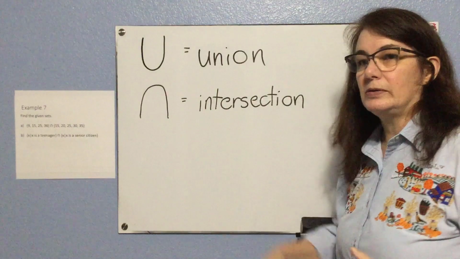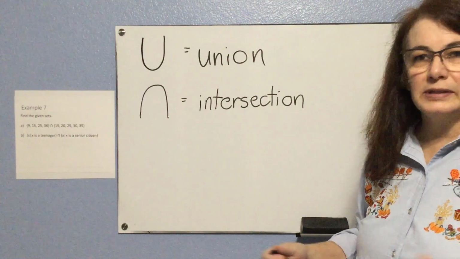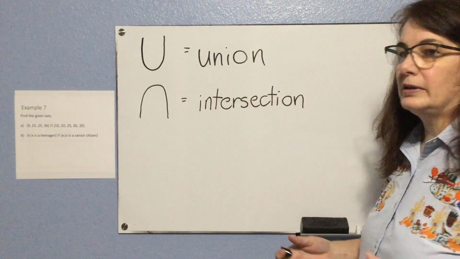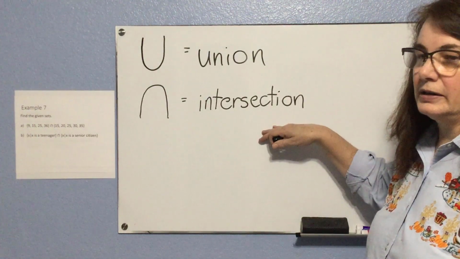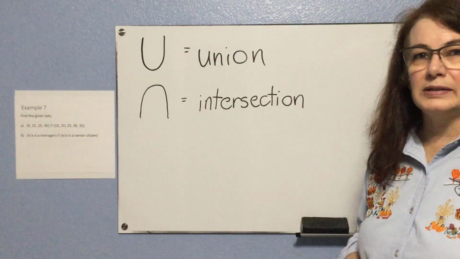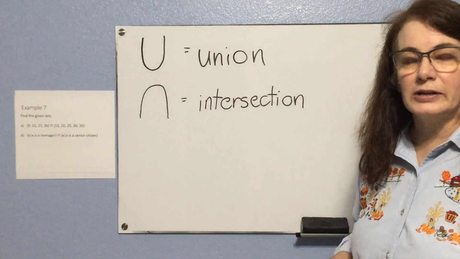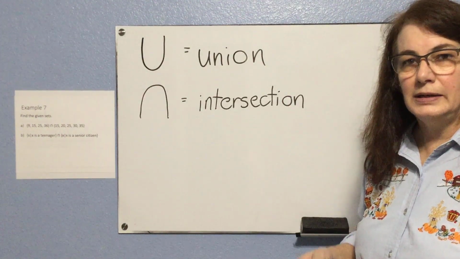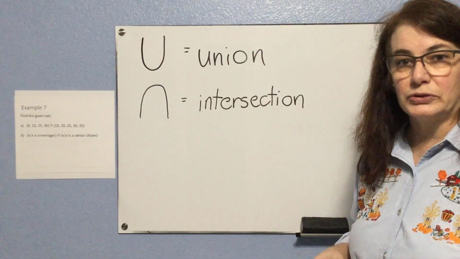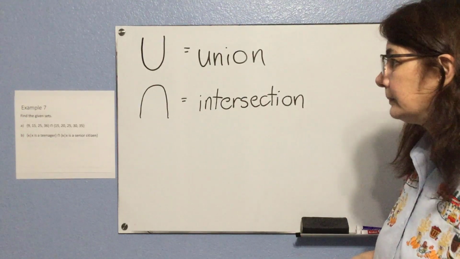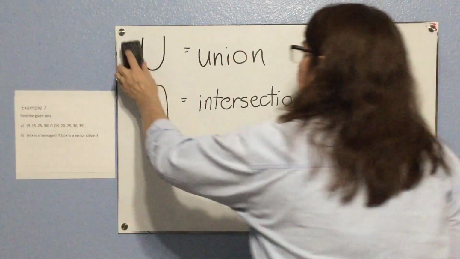The union of two sets includes everything that is in either set, including things that might be in both sets. The intersection is only the elements that are in both sets. Think about the intersection of two streets. The intersection is the only part that is part of both streets. So let's look at some examples for union and intersection.